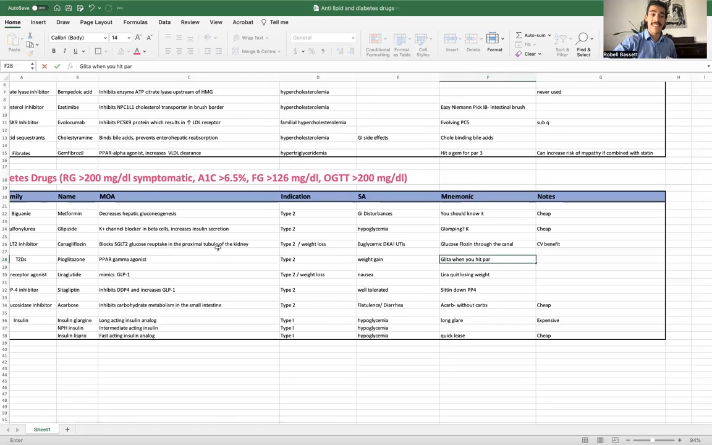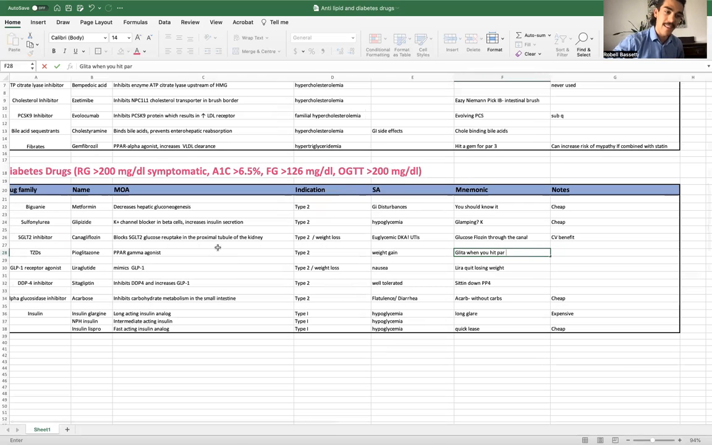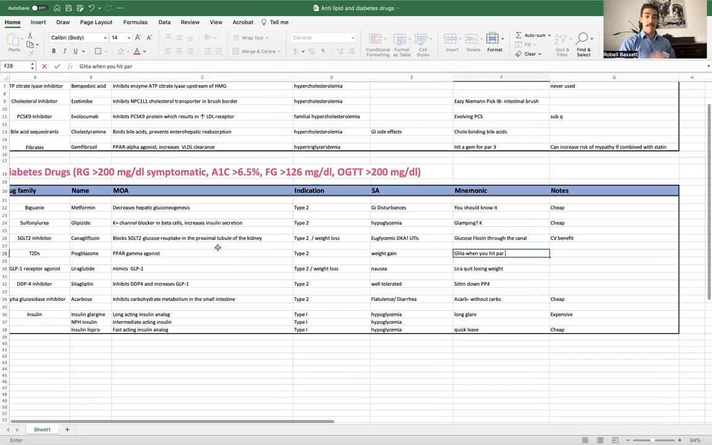The mechanism of action: it decreases hepatic gluconeogenesis. That's what metformin does. That is the mainstay. Interestingly enough, we don't really know the specific mechanism of action, but when it works, don't question it.